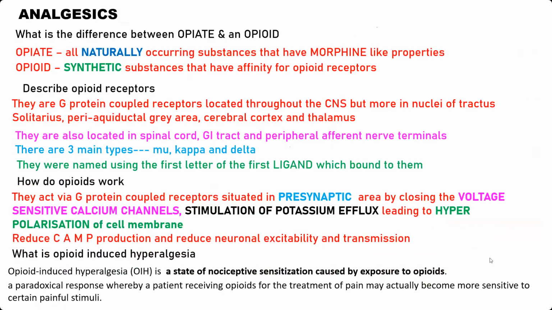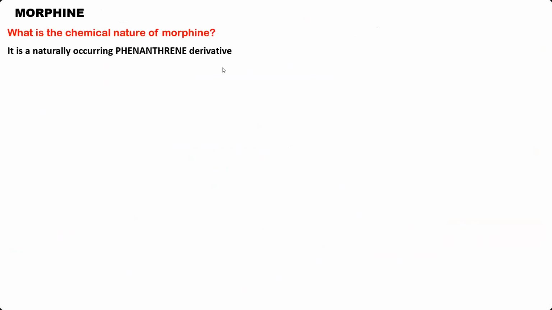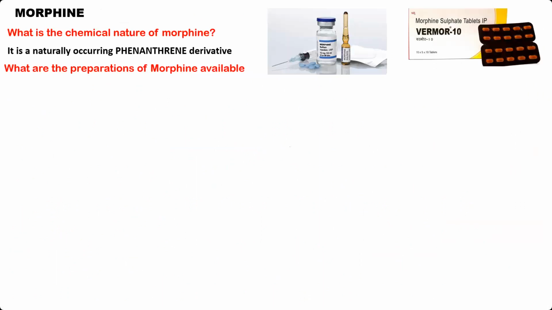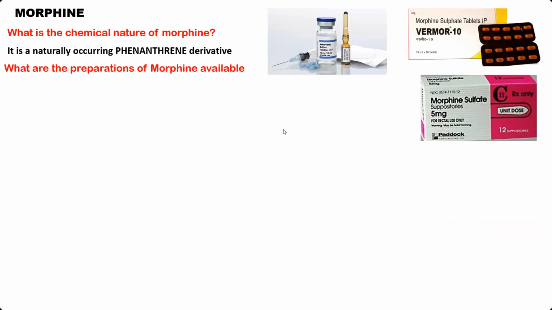So these are all the common questions before we start with the opioids. Now coming to the individual drugs, morphine. What is the chemical nature of morphine? Phenanthrene derivative. What are the preparations of morphine available? Oral tablets are available, yes. Injectable morphine is available. So you can get injectable, you can get tablets, sulfate. Any other salt of morphine is available? You get morphine sulfate here. Any other salt of morphine? Morphine suppositories are also there.